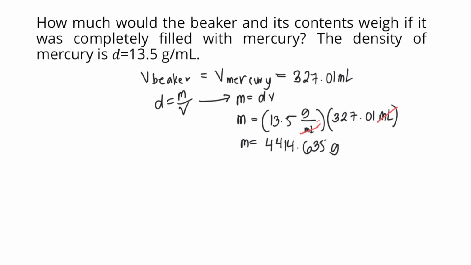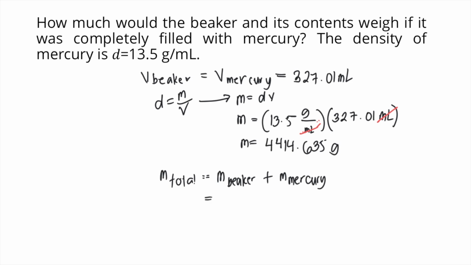So, but we're not yet done with the solution. What we got is only the mass of mercury. The question is saying, how much would the beaker and its contents weigh? So it's asking for the total mass of the beaker with mercury. So to get the total mass, that is just equal to the mass of the beaker plus the mass of mercury.